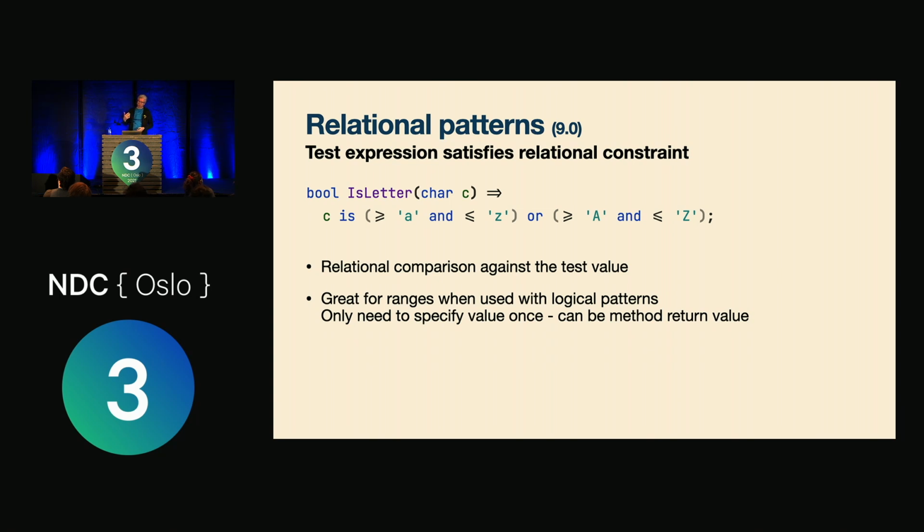But there are probably times when you want to be able to configure what those ranges are. So, for example, if we had a relational pattern which checked whether something was within a particular tolerance, and we wanted to be able to configure that tolerance, we can't do that with a pattern because the pattern only works with constants. So we would have to break out into more traditional if statements.